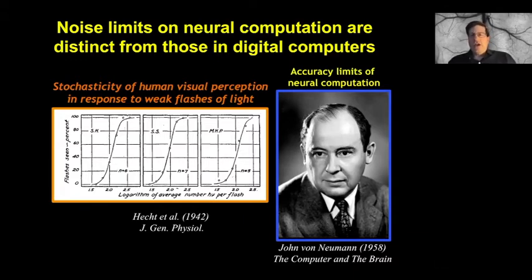Similarly, investigations with human subjects had revealed by as early as the World War II era that human subjects exhibited stochastic responses and stochastic perception to weak flashes of light, and moreover that humans can sense handfuls of photons.